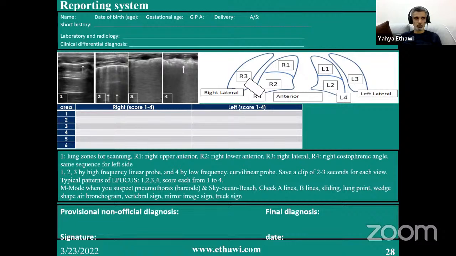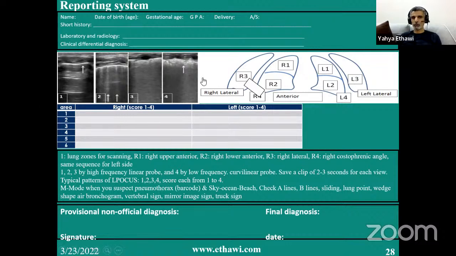Second, try to do as many zones as you can, as Dr. Sahar was asking, why we don't see the collapse, because we don't have the full profile. Ultrasound is a local tool. It's not a global tool like CT scan and X-ray. So you only see one window, and to reconstruct the picture in your brain, you need views from all sides. The more sides you take, the better.